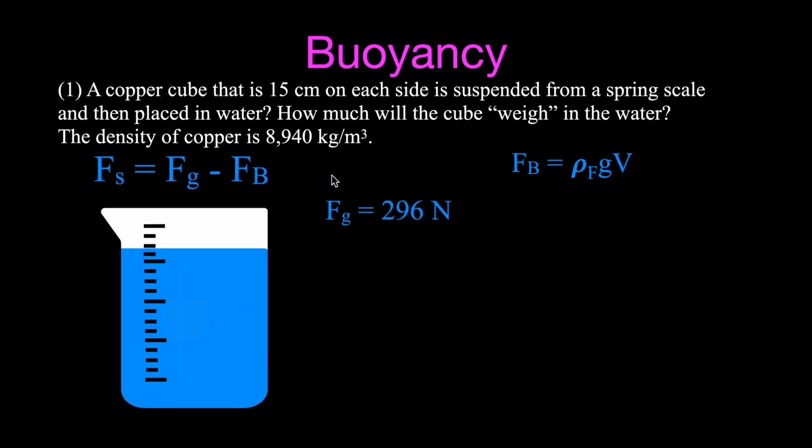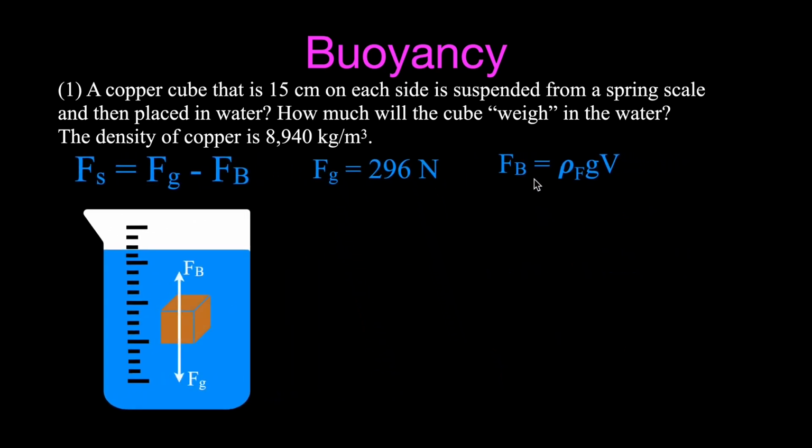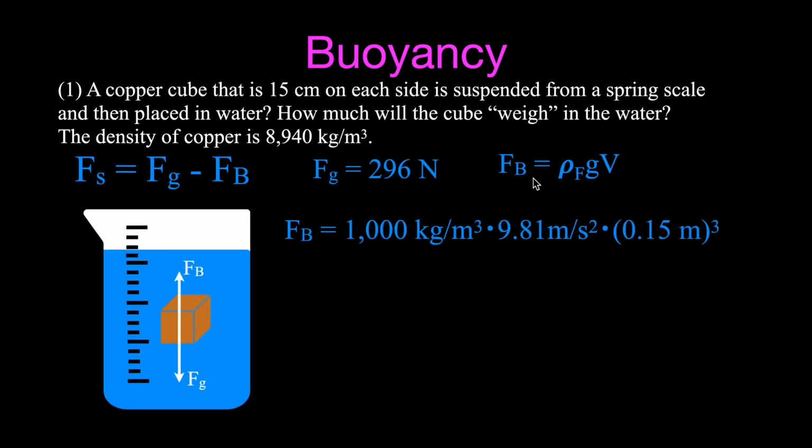We can calculate the buoyant force from our buoyant force equation, which says that the density of the fluid times g times the volume is equal to the buoyant force. This is the density of water, 1,000 kilograms per meter cubed, this is acceleration due to gravity, g, and this is the volume, once again, in meters. We have to cube it, and we get that the buoyant force is 33 newtons.